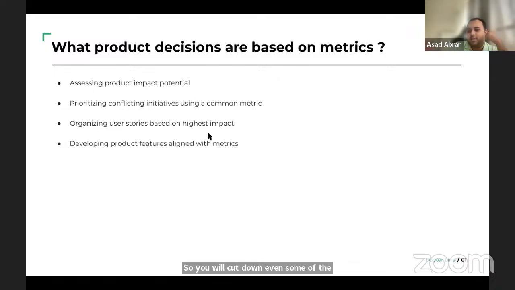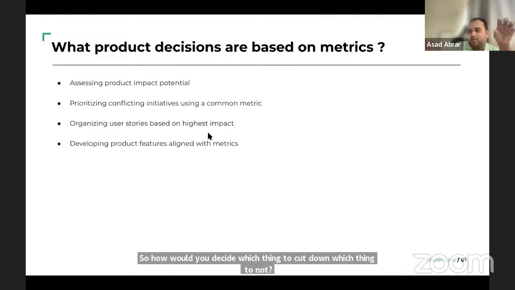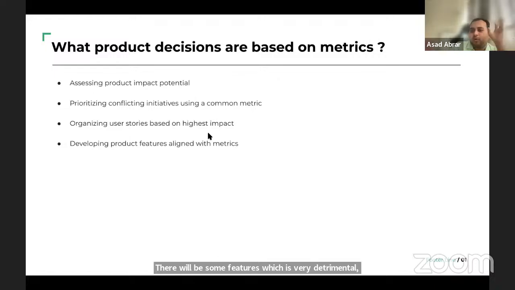How would you decide which thing to cut down and which not to? There will be some features which are very direct to impact, and some features which are not going to give you that much impact. On the basis of that, you will decide, okay, I will not want this and I will only do this. So you organize the user stories based on highest impact. And obviously, when you develop product features aligned with metrics, you can figure out a better MVP. A lot of things that may not be required are stricken down, and it gets you to a simpler and thinner MVP if you are basing your North Star goal on the metric.